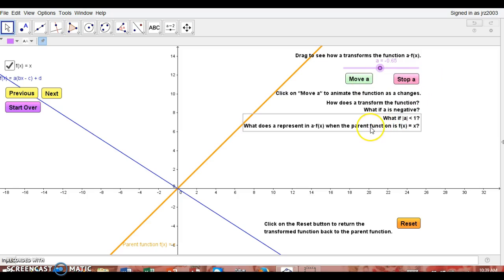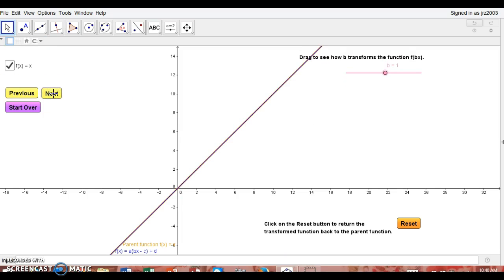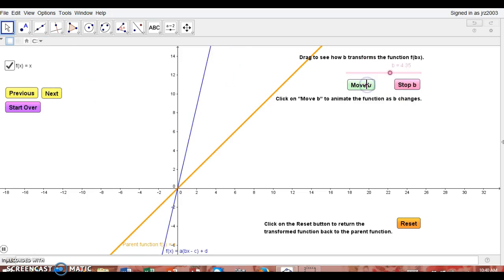What does A represent in A times f of x when the parent function is f of x equals x? So in this case, A is the slope. And hopefully they can tell that. And next we move on to B. So we can drag to see how B affects this function. And then similarly to A, they can animate B. And then even if they don't click on reset, when you click on a next, it's going to reset it for them.